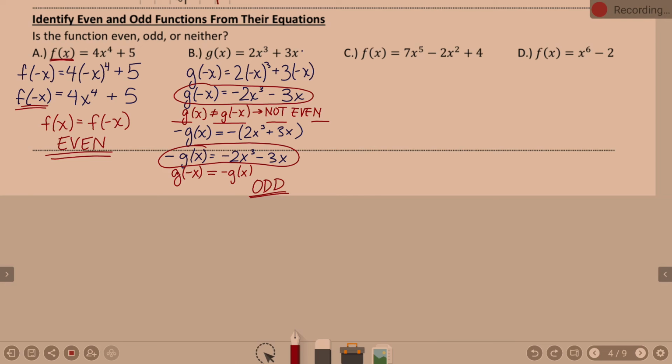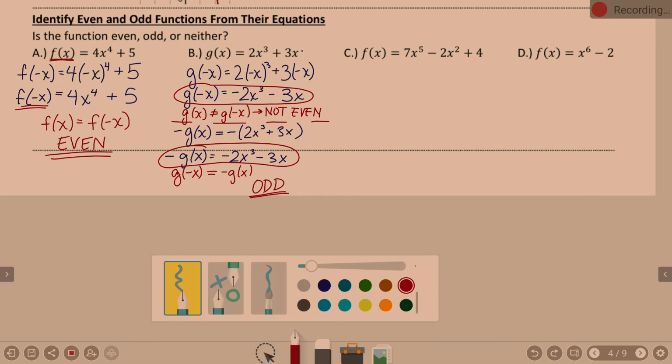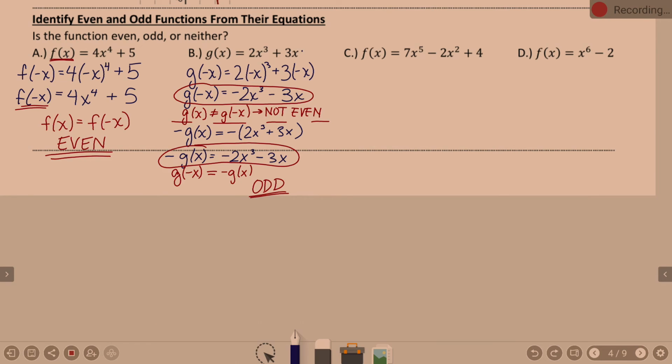Okay, shall we try C? What am I starting off finding? F of negative x. I'm writing mine in two steps. If you're getting confident enough to where you could just write the answer, more power to you. So f of negative x. Every place I see x, I'm replacing with negative x. So 7 times negative x raised to the 5th minus 2 times negative x raised to the 2nd plus 4.